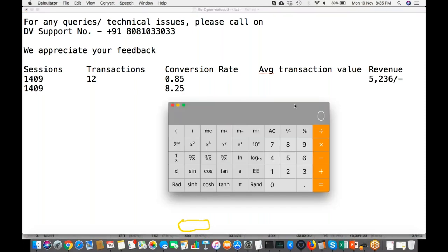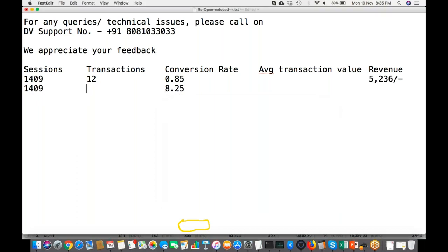Okay, so let me show you this. How many sessions we had? 1,409 into 0.0825. So you will have 116 transactions if you start converting at 8.25. Are we clear? This is simple to calculate.